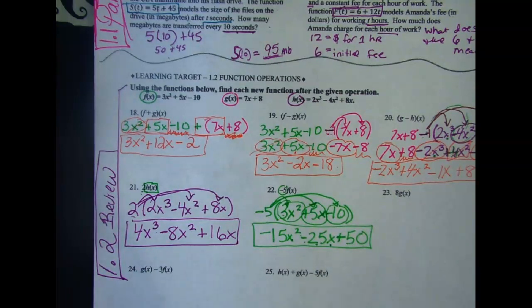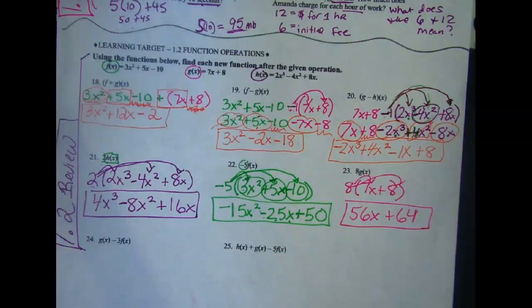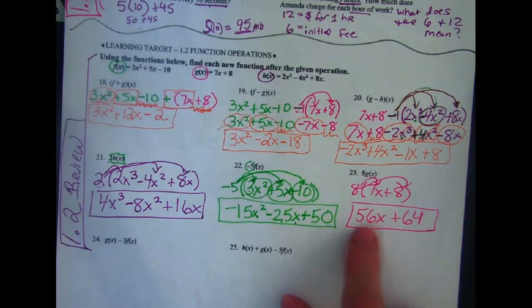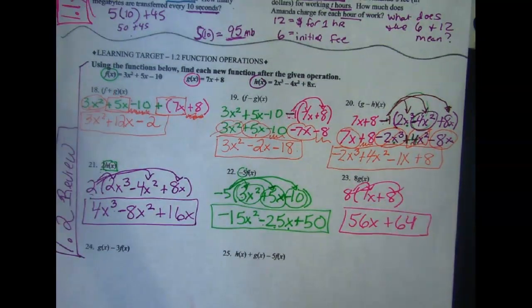Okay, and then I want you to go ahead and try 23 all on your own. It's just like 21 that we did. So you're going to set it up yourself. Okay, so setting it up, and then your final answer, 56x plus 64.